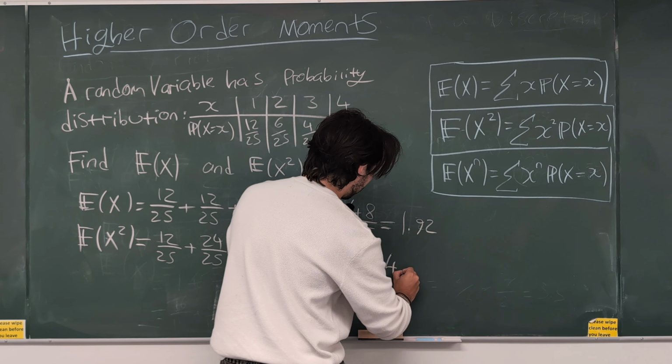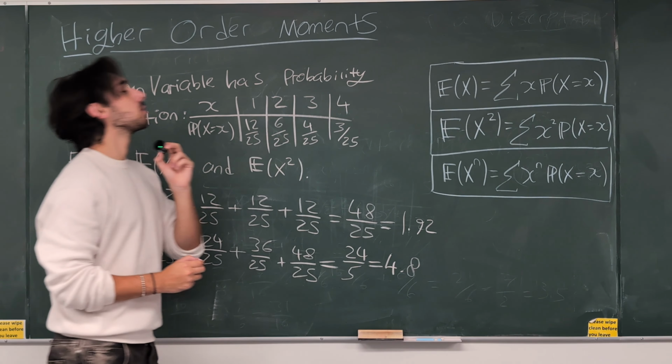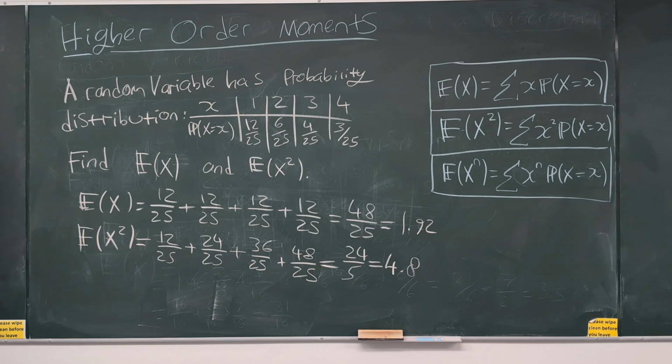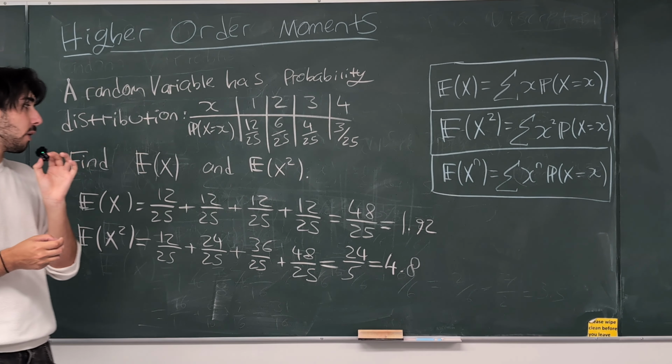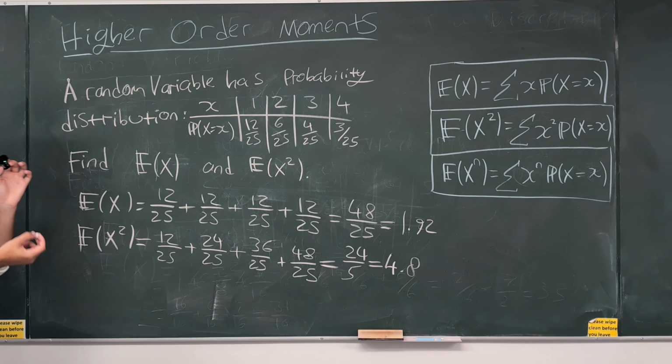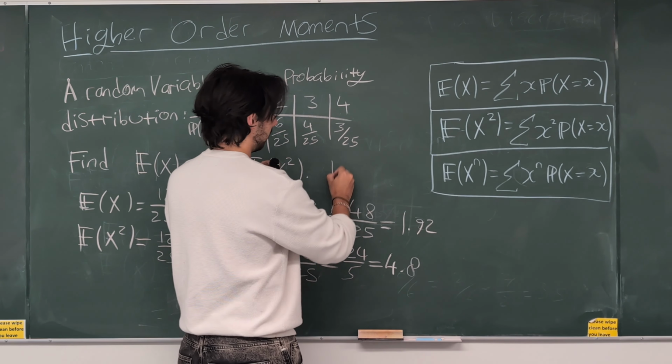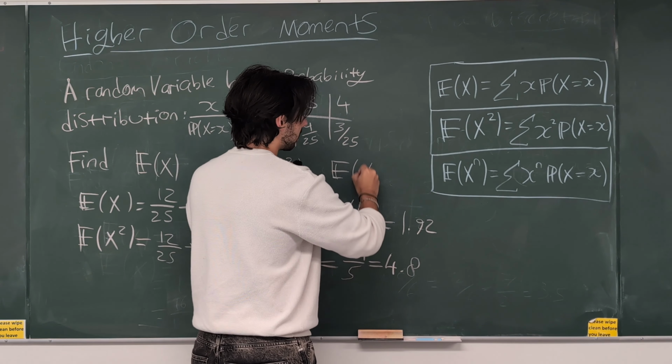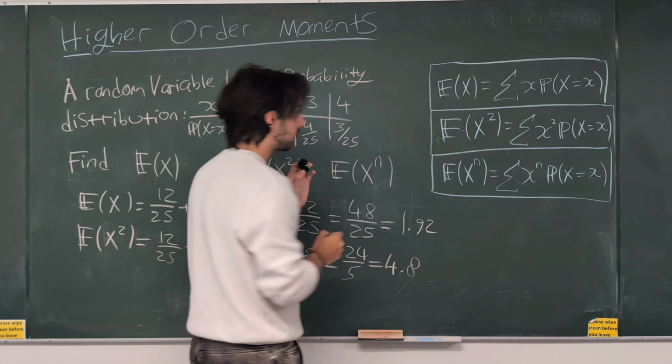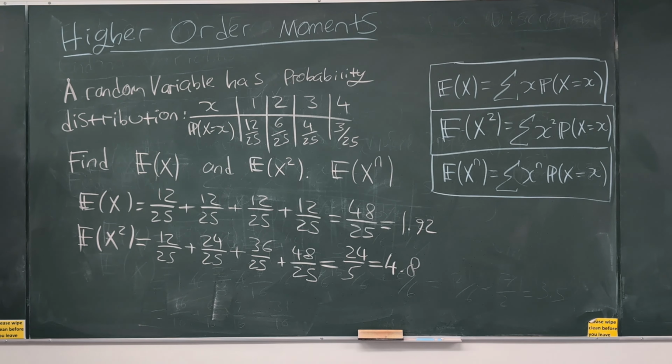You get 4.8. So that means that the second moment, the expected value of x squared, is the number 4.8. Now, what if you wanted to find an expression for the expected value of x to the power of n? What about that? Well, we can do it.